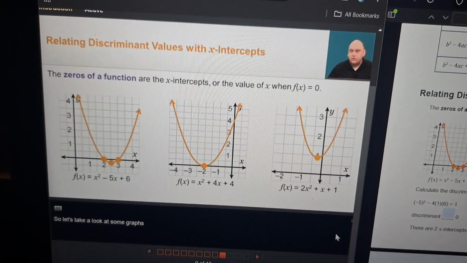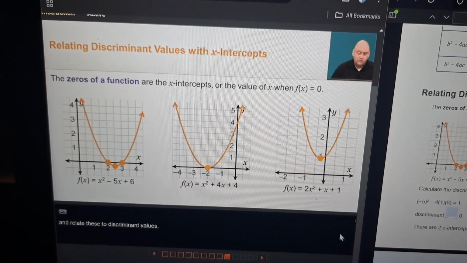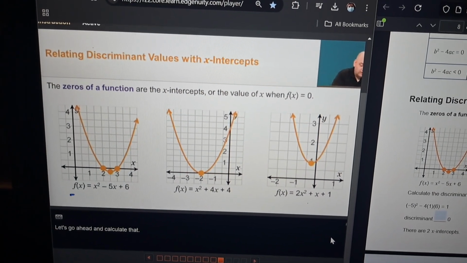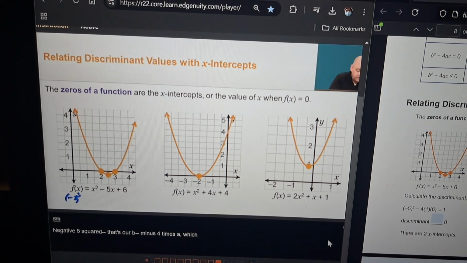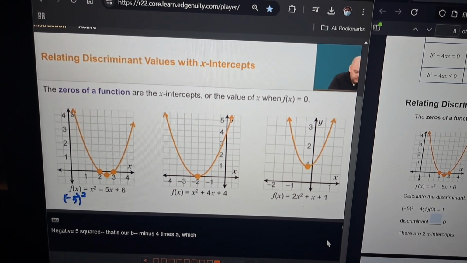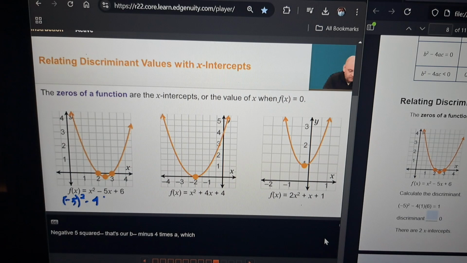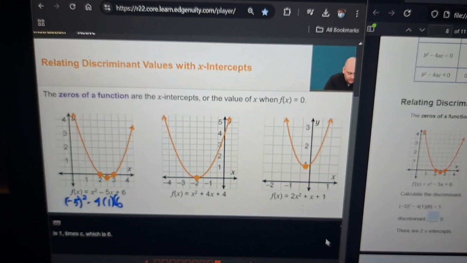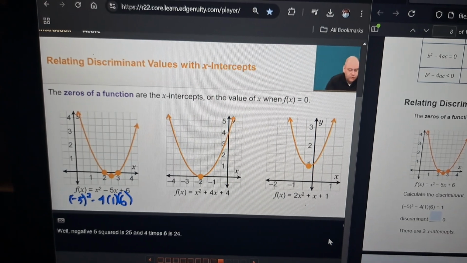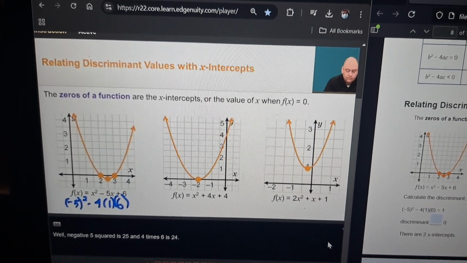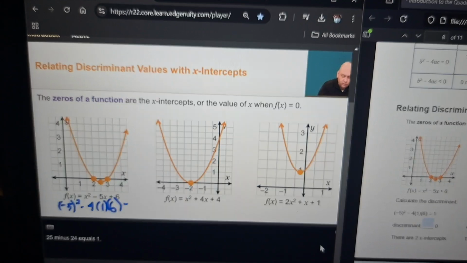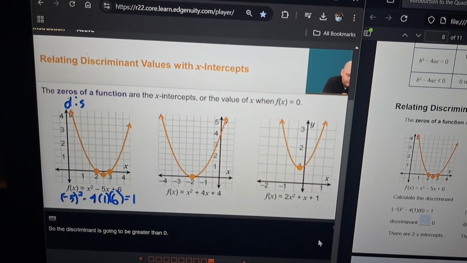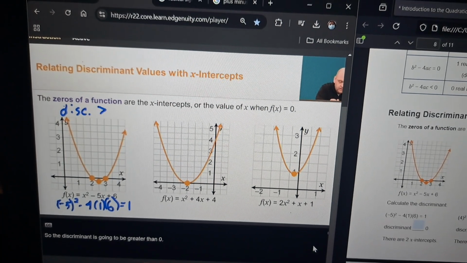So let's take a look at some graphs and relate these to discriminant values. For the first one on the left, let's go ahead and calculate the discriminant. Negative 5 squared, that's our b, minus 4 times a, which is 1, times c, which is 6. Well, negative 5 squared is 25, and 4 times 6 is 24. 25 minus 24 equals 1, so the discriminant is going to be greater than 0.